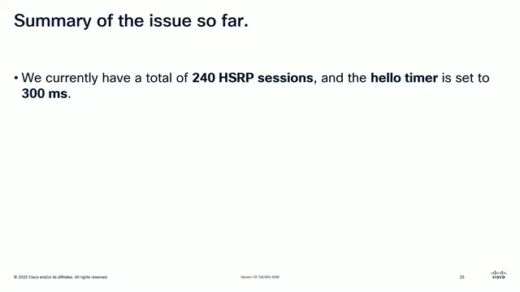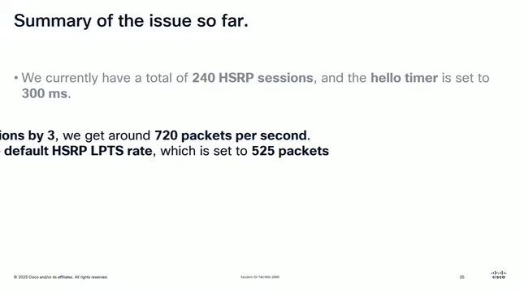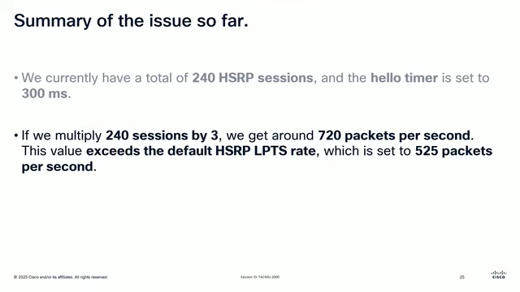So as a summary of the issue so far, we have 240 HSRP sessions, and all of them have aggressive timers. As we said previously, we are expecting to send at least 3 packets per session per second. So if we multiply 240 by 3, we get around 720 packets per second. If we remember from the previous output of the show command, this flow type had a rate set to 520 packets per second. So we are exceeding that rate, and we can confirm that those drops are expected.